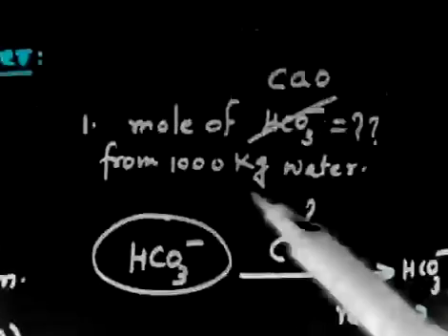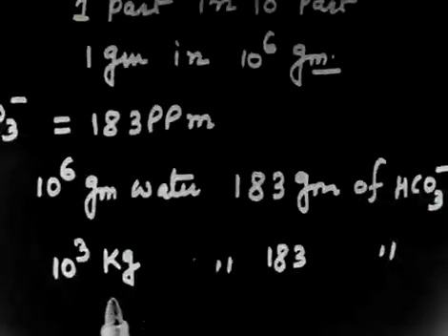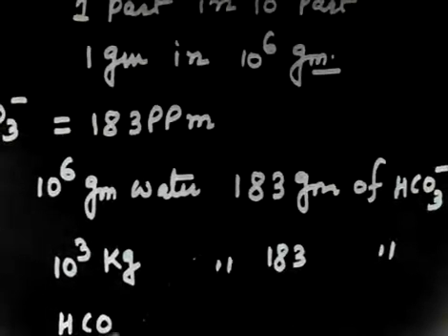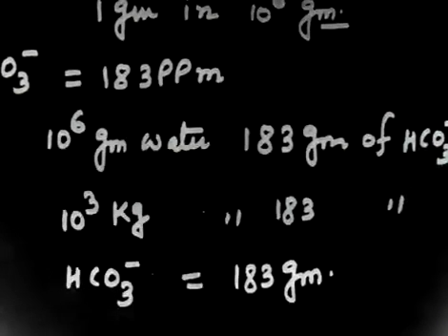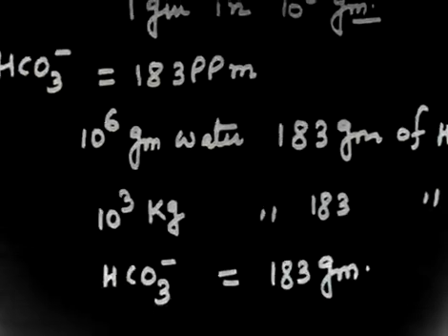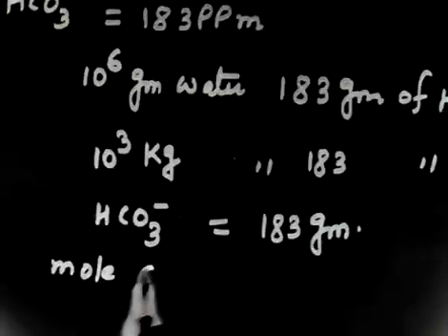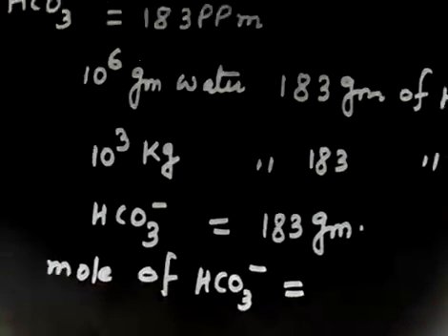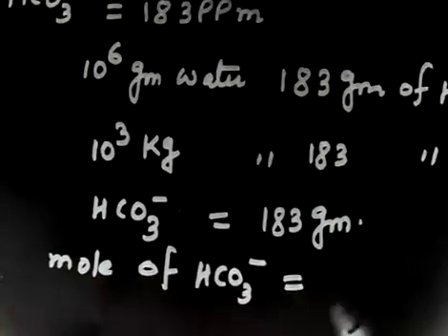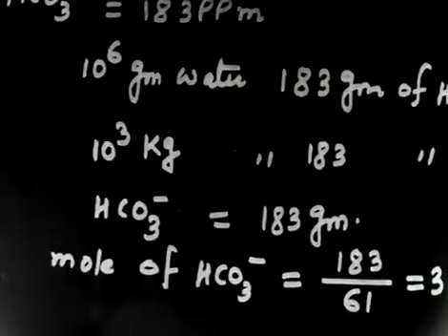And this is the same thing we want. My sample is 10 to the power 3 kg, that is 1000 kg. So in 1000 kg of water I will have 183 gram of HCO3 minus. We can calculate the mole of HCO3 minus. You can calculate yourself: the molecular weight is 61, so 183 by 61 comes out to be 3. So I will have 3 mole of HCO3 minus.